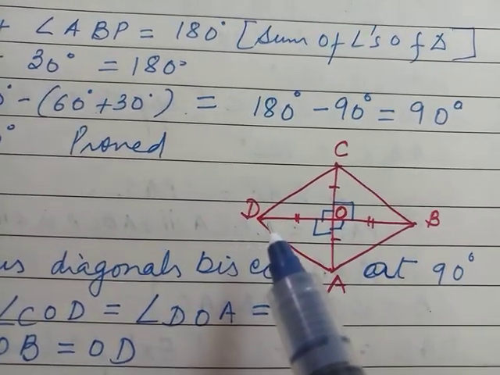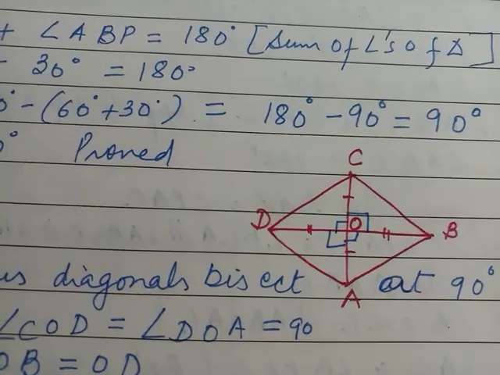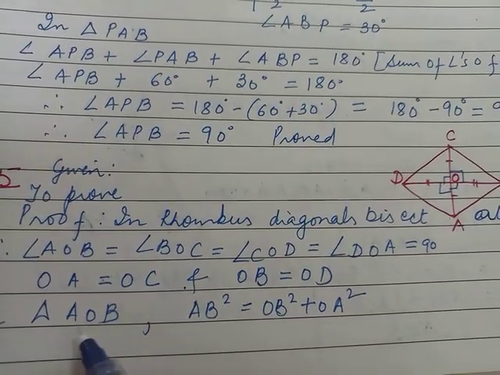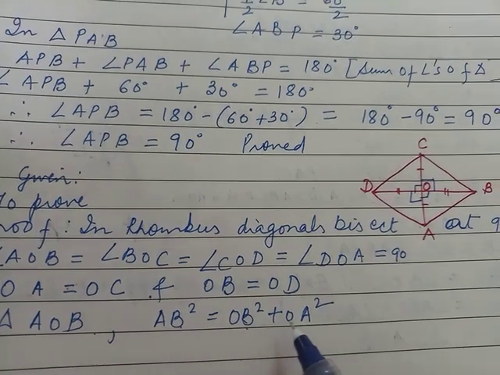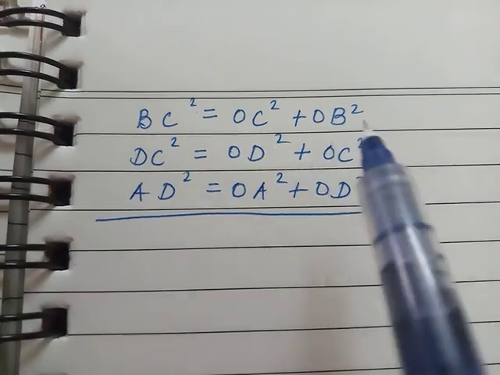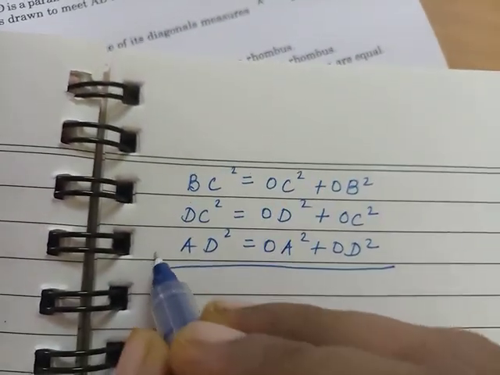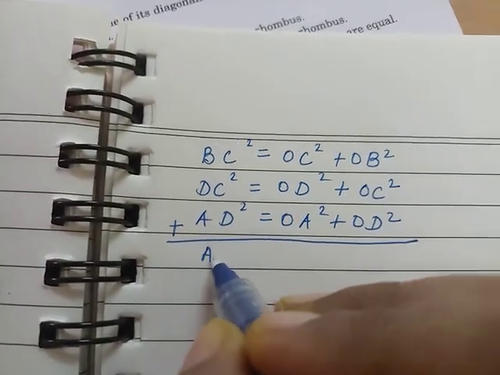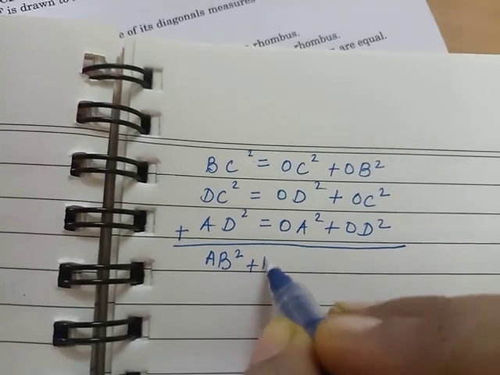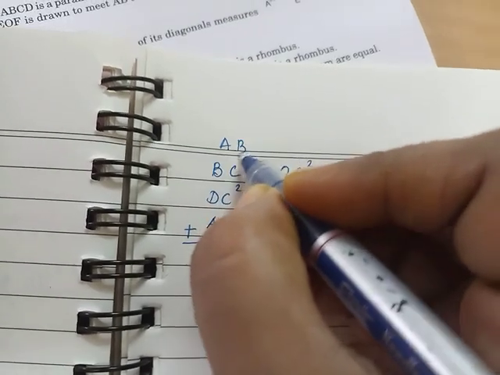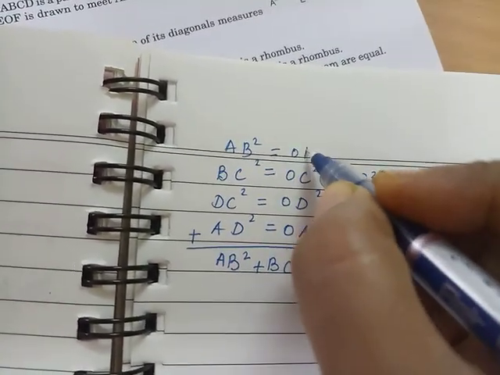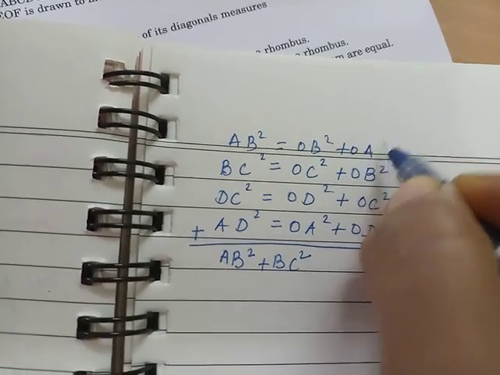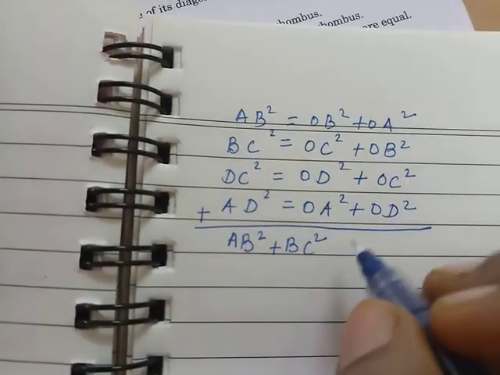So I write all these four equations and sum all. I have written in triangle AOB, AB square is equal to OB square plus OA square. Similarly, write the rest also. BC square is equal to OC square plus OB square. Now we add all the equations. So what will we get? AB square plus BC square plus, the first equation is AB square is equal to OB square plus OA square, that I wrote on the previous page. So I wrote it here for you once again.